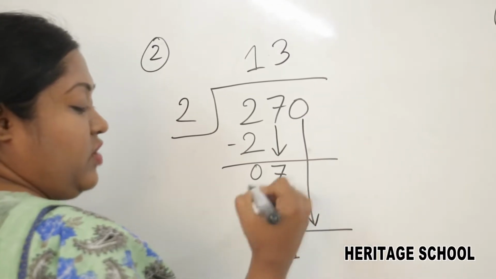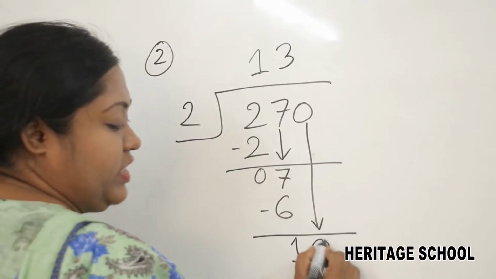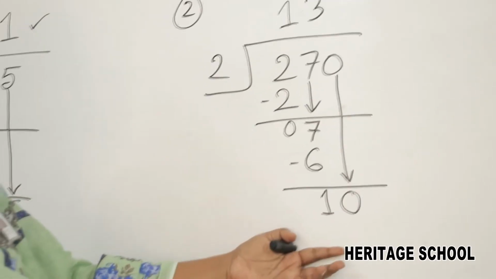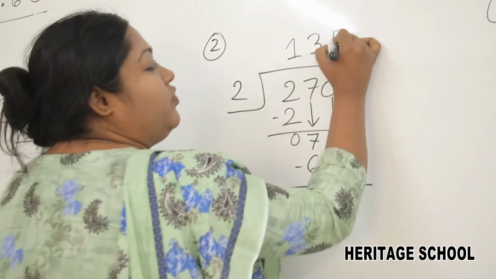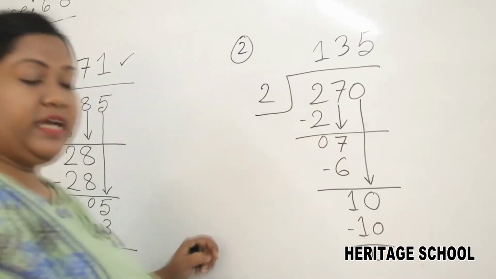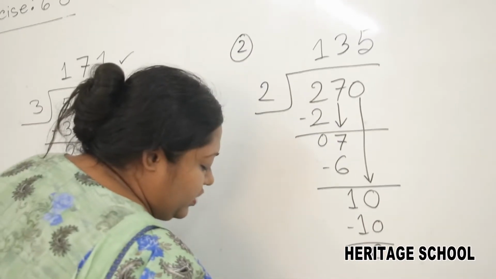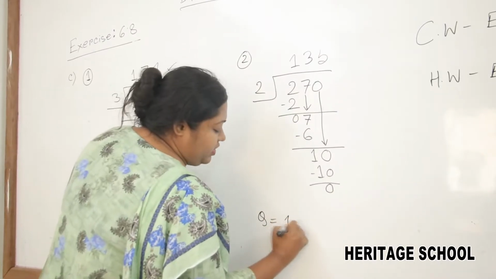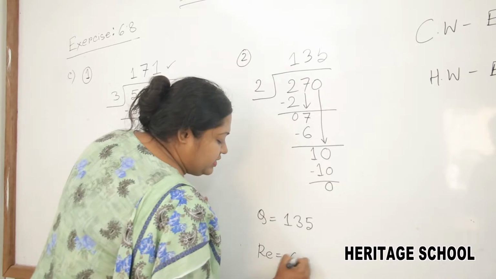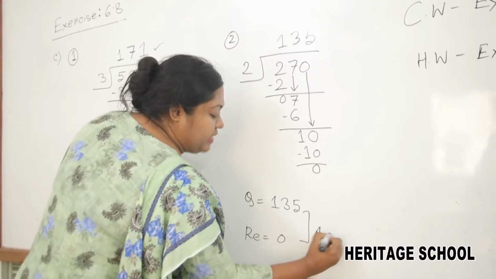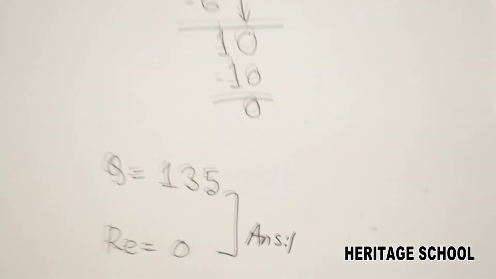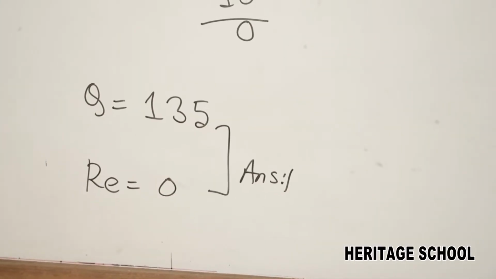My division is not finished. 0 is left, so I have to take the 0. Now the number is 10. 2 how many is 10? 2 fives are 10. The remainder we got again is 0. So we will write quotient is my 135 and remainder is 0. This is the answer. In this same way you have to do all maths from 6.8 exercise.